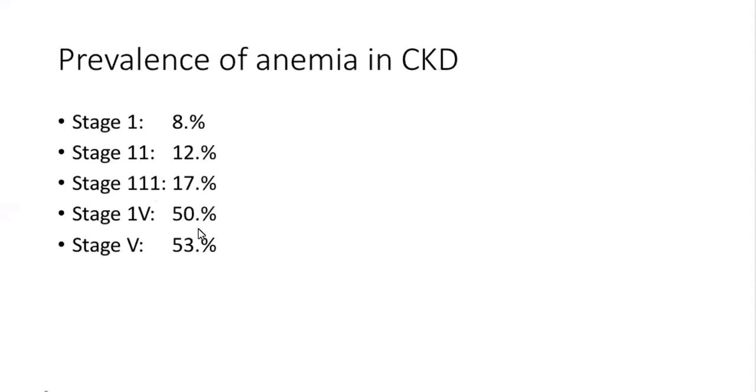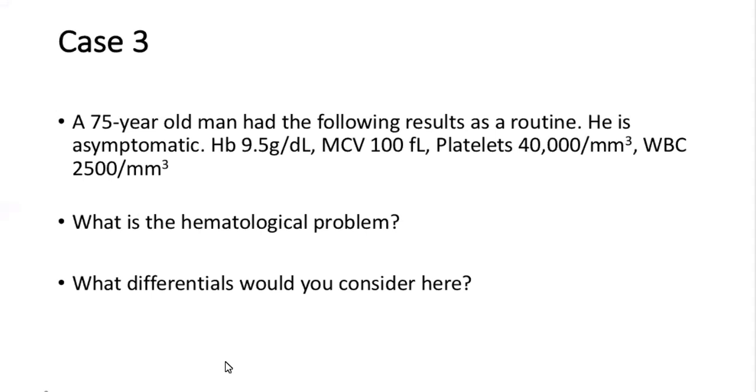Right, now this is the prevalence of anemia. You can see when it is stage 5, less than 15 ml per minute GFR, more than half have it, and from stage 4, that's about less than 30 ml, right? So very common. Anyway, we are short of time, so we are going to now go for the third case. You can take a breath and read the question now.